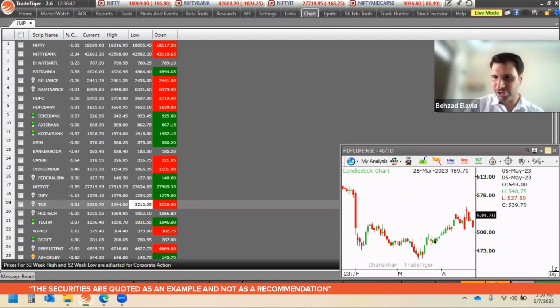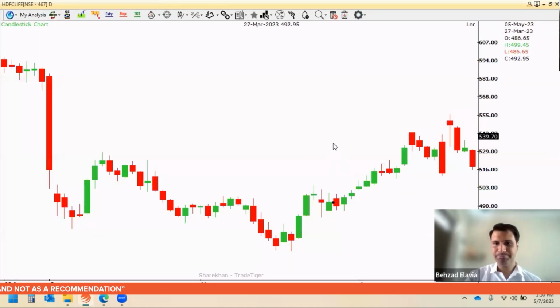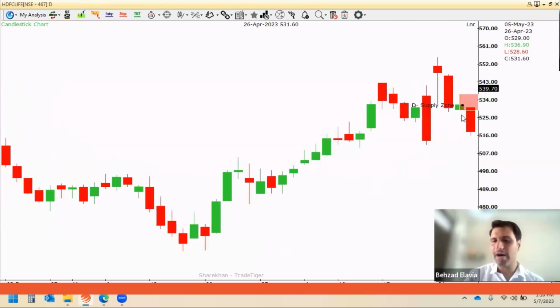So let's maximize the chart over here, and let's mark HDFC Life on the daily chart. This is my drop base drop supply zone. As you can see, a fresh area of a supply zone has been formed over here. And we are expecting the prices to come back to this region of the supply zone and give me a reaction on the downside, since it is a short setup. So this is my drop base drop of HDFC Life on the broader or daily time frame.